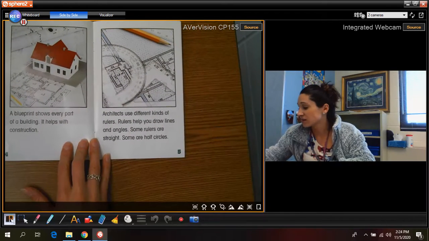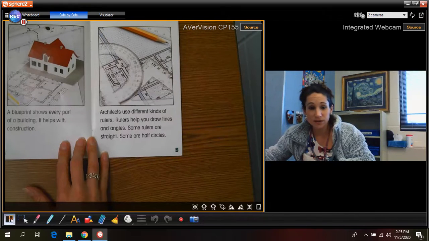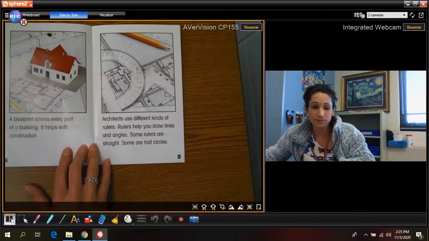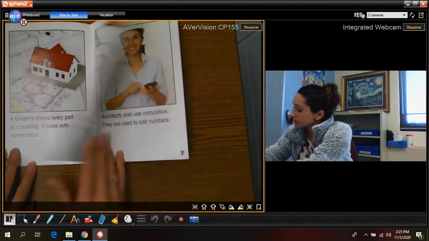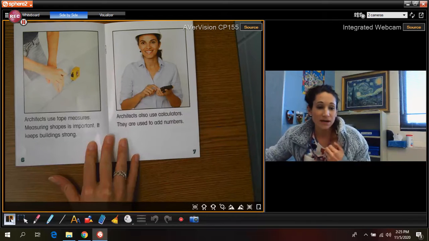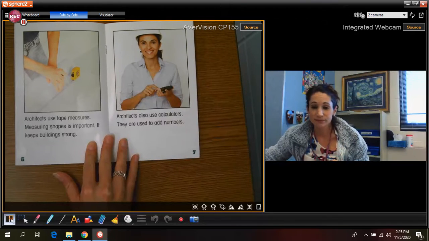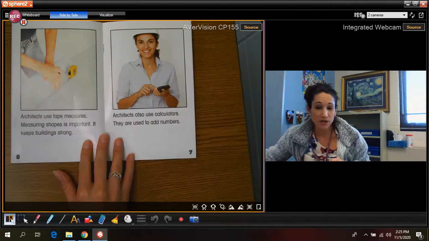Architects use different kinds of rulers. Rulers help you draw lines and angles. Some rulers are straight, some are half circles. Architects use tape measures. Measuring shapes is important. It keeps buildings strong. Architects also use calculators. They are used to add numbers.